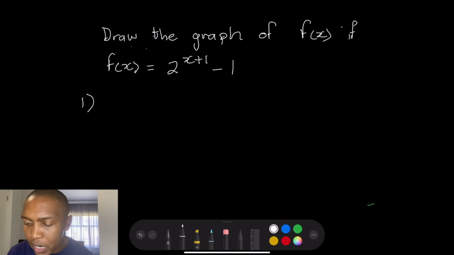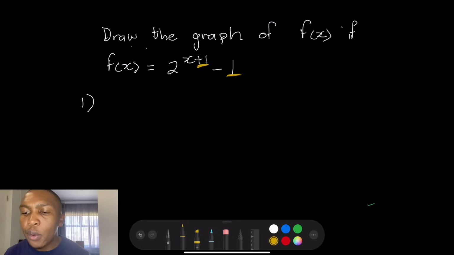They have shifted it. Now let me just use another color. In this case, we've shifted the graph to the left. So when we see a positive there, it means we have shifted it to the left by 1 unit. So if you had a graph of 2 to the power x, we've taken the graph of 2 to the power x and we've shifted it to the left by 1 unit. But we've also taken that graph and we've shifted it. Now note this minus 1. It means we have shifted it down by also 1 unit.